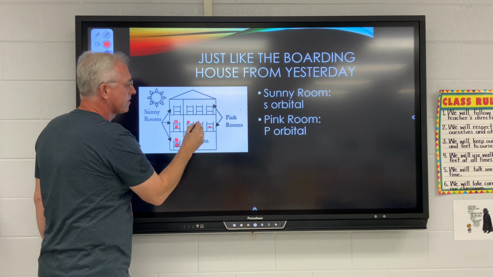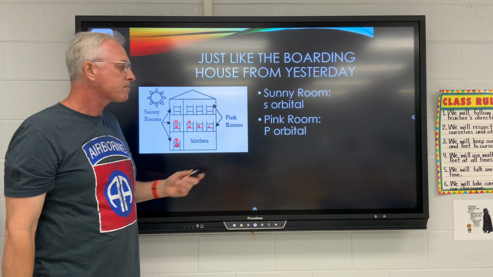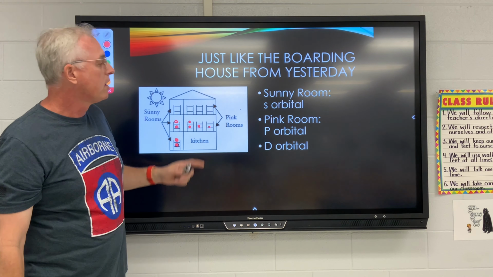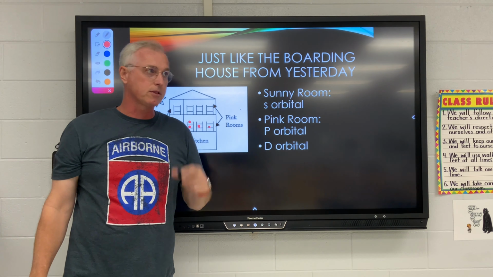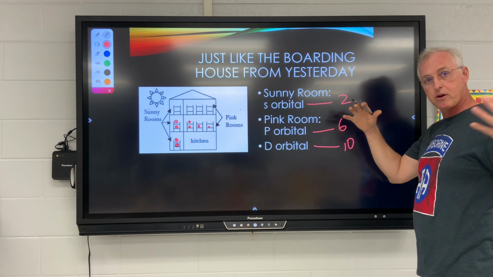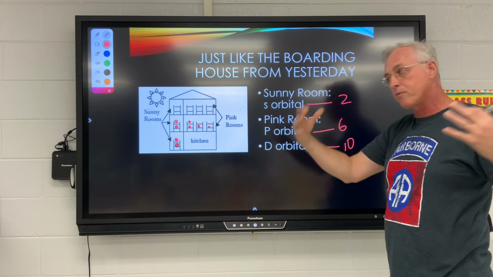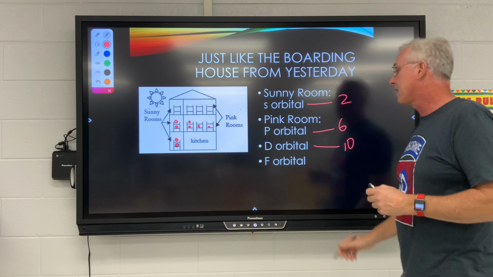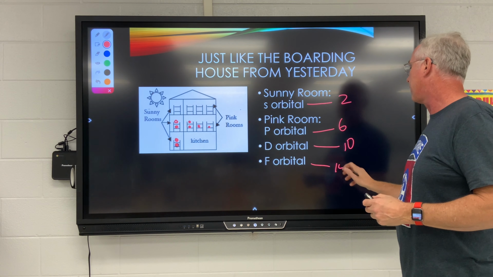But the sunny rooms and the pink rooms are analogous to s orbitals and p orbitals, which again you'll be learning a little bit more about here in a minute. There are also other orbitals available. There are d orbitals, we'll talk about those in a little bit. The s orbitals hold 2 electrons, the p orbitals hold 6 electrons, the d orbitals hold 10, they're getting bigger and bigger. The further out you go, the more room there is for electrons. And then the big guys, the f orbitals, will hold 14 electrons.